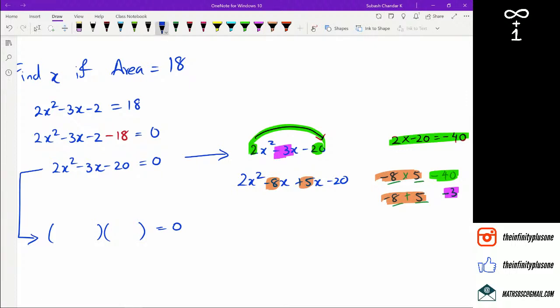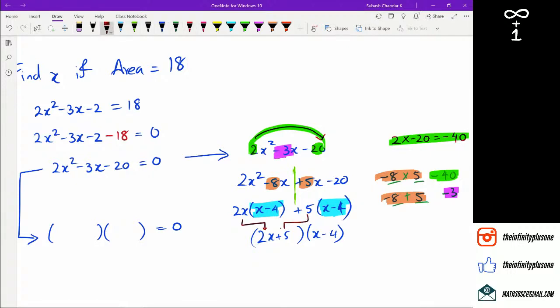Carry on. The next step is breaking them into two parts. I'm going to break this first part here, and I can see that 2x is a common factor. So this is x minus 4, and then here 5 is a common factor, x minus 4. Now at this point, I can see that x minus 4 is a common factor. So I've got 2x plus 5 and x minus 4. Just to clarify, 2x is from here, and 5 is from there to there.